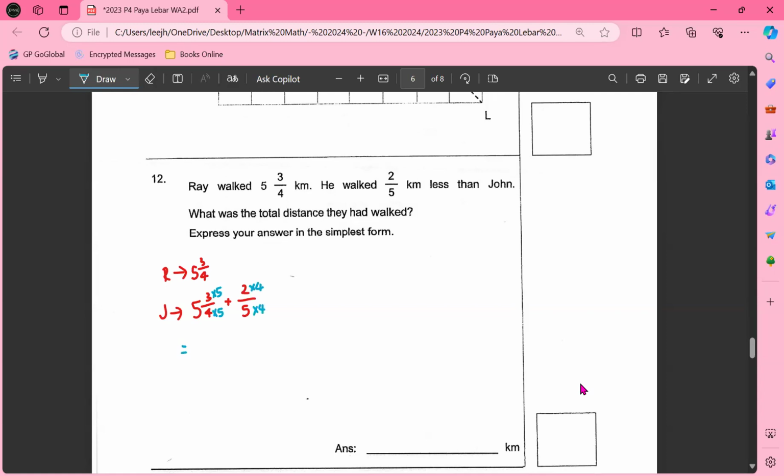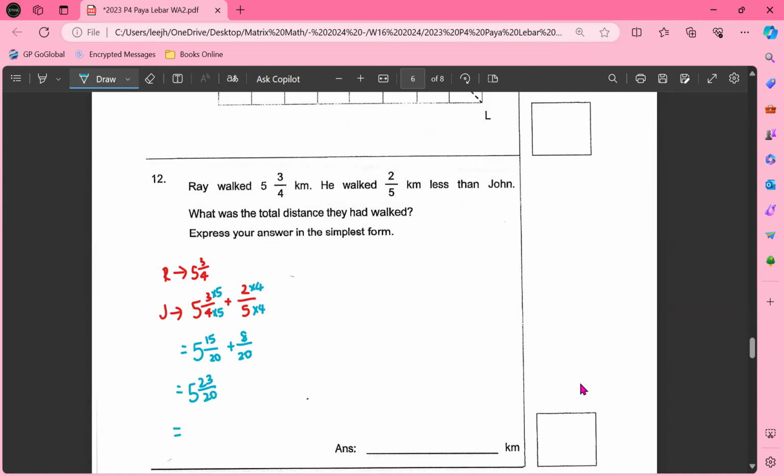Okay, equals, remember the whole number, 5 wholes, 15/20 plus, this one will be 8/20, right? So you just add. I know it's going to be an improper fraction. 5 wholes, remember, 15 plus 8 is 23/20. So we need to change it to a mixed number.